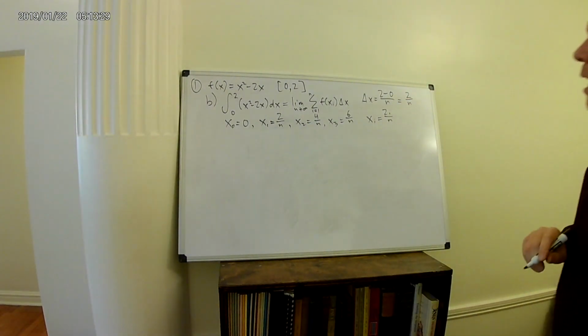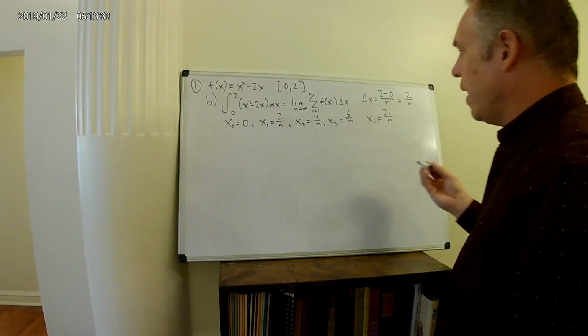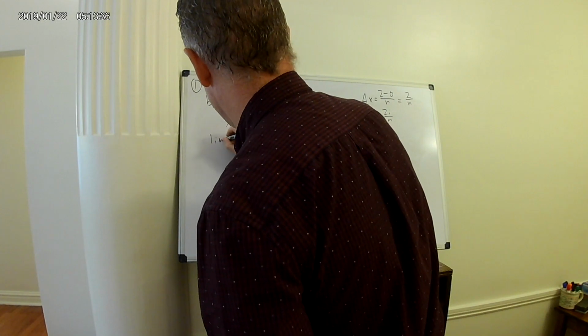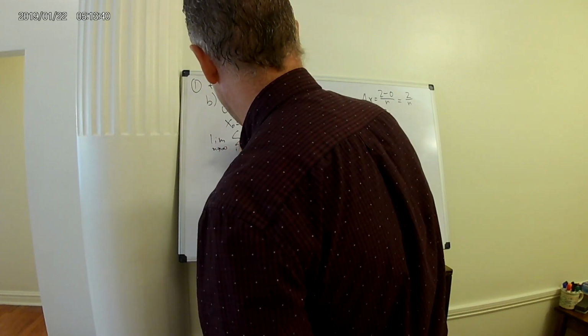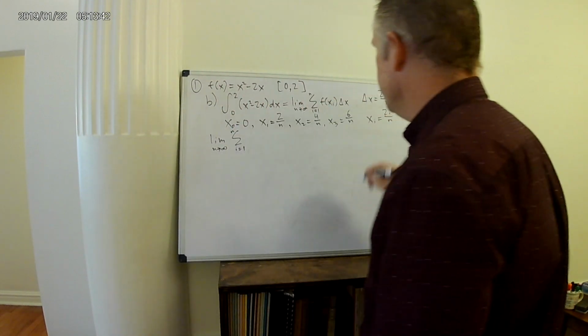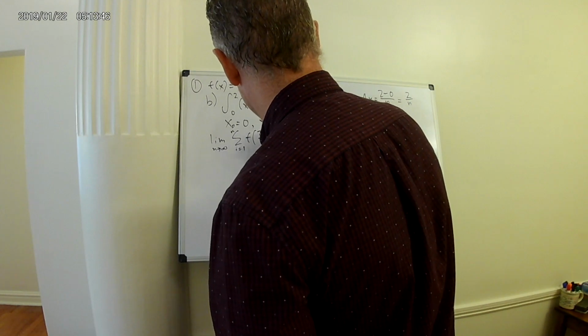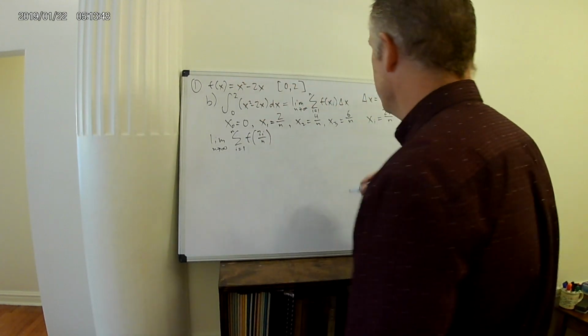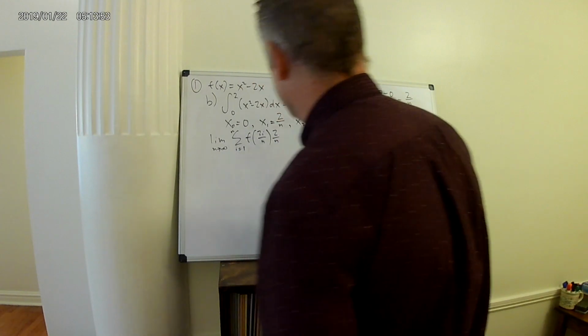What we're going to do now is evaluate the sum. I can rewrite the sum as the limit as n approaches infinity of the sum from i equals 1 to n of f evaluated at our x sub i's, which in this case is 2i over n, times the width of the rectangles, which is 2 over n.